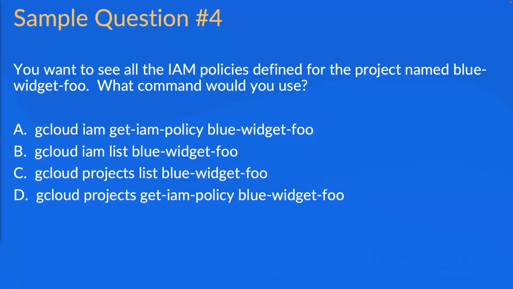This is going to be one of those things where you either know it or you don't. You can try to sort of logically guess what the correct answer would be. But in this case, the most obvious options, A and B, are actually incorrect. You don't use the gcloud iam command to get a list of IAM policies. You actually need to use the gcloud projects command. So, if you want to list out all the IAM policies for a particular project, you would use D. Now, luckily, you don't have to memorize every single possible gcloud command, but you do want to be very familiar with the format of the most common operations.